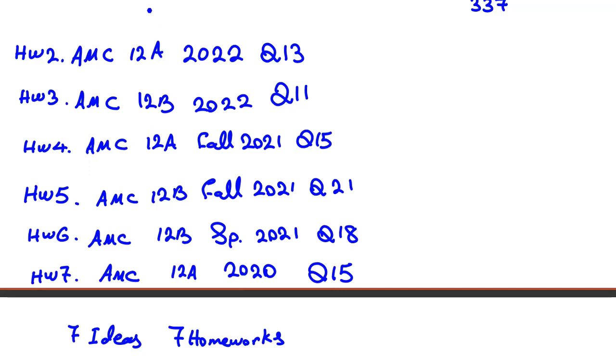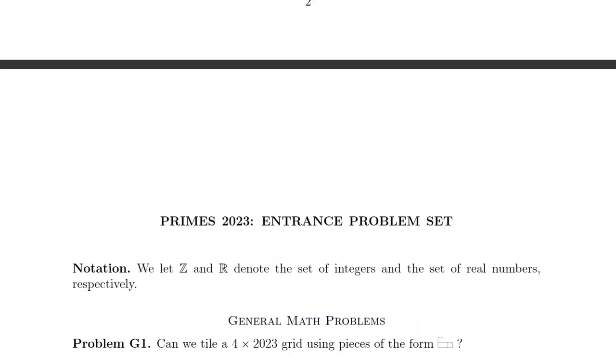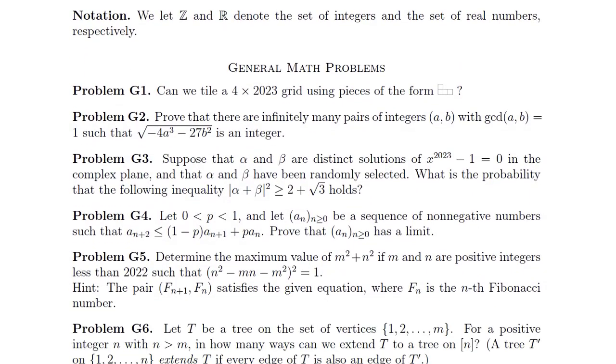Okay, let's start. Okay, let's try. For example, here we can work on problem 3, G3. It says suppose that alpha and beta are distinct solutions of x to the 2023 minus 1 equal to 0 in the complex plane, and that alpha and beta have been randomly selected. What's the probability that the following inequality holds? Absolute value of alpha plus beta squared greater than or equal to root 3.